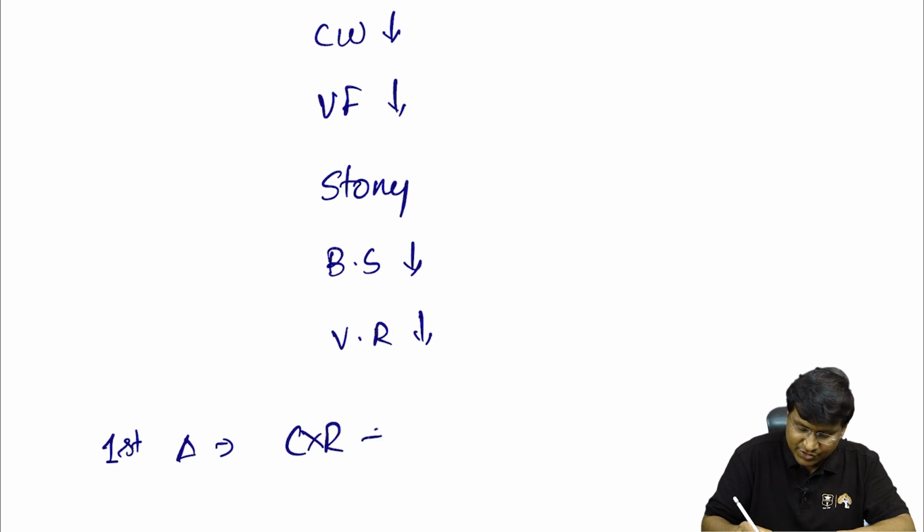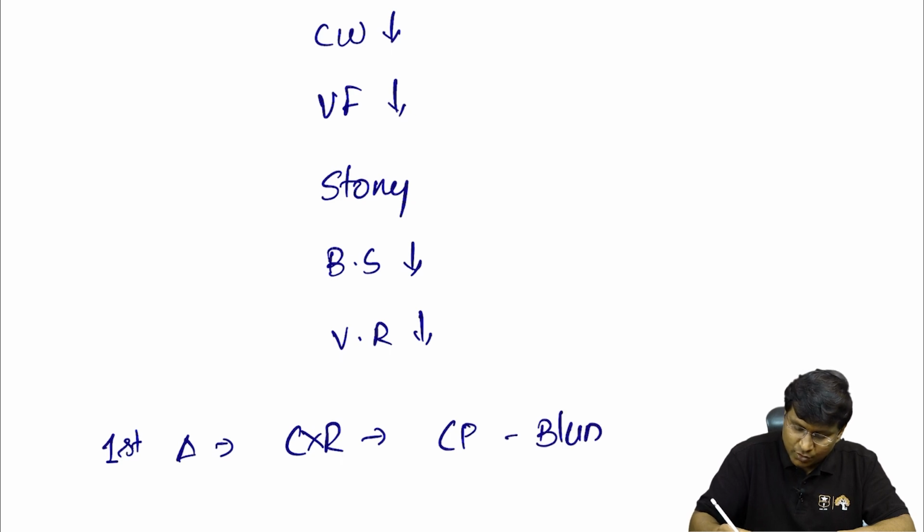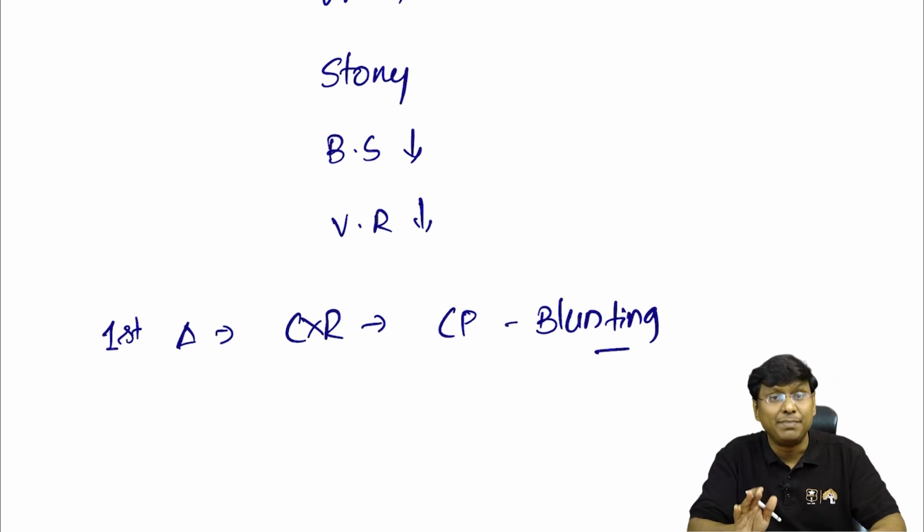That is the chest x-ray. What will the chest x-ray show you? The chest x-ray will show you that there is blunting of the costophrenic angle. That is the earliest sign within the chest x-ray.